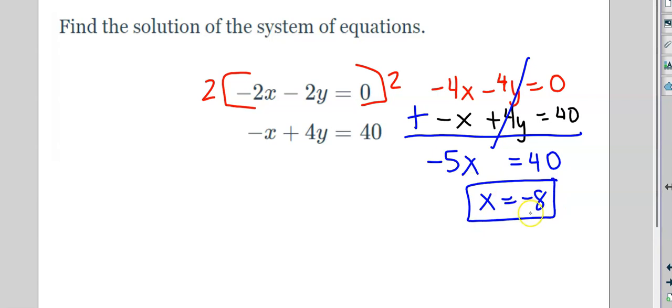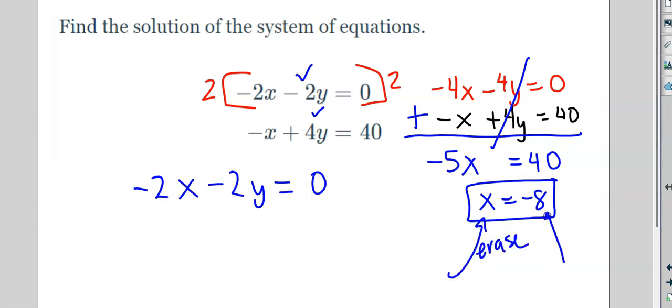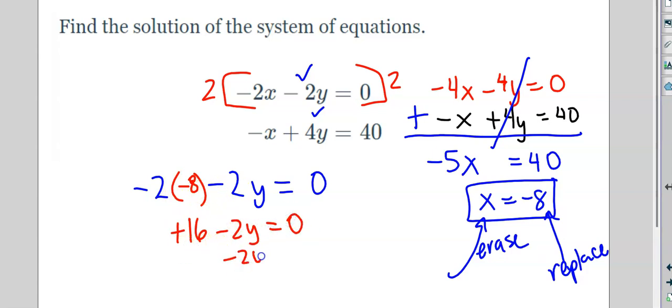This is half of my answer. A solution to a system has 2 answers because there are 2 unknowns. So you can use either the first or the second sentence. I'm going to use the first sentence. So negative 2x minus 2y equals 0. I need to erase and replace. Anytime I see a letter x in this sentence, I erase it and replace it with whatever value is over here. So now I have negative 2 times negative 8, which is positive 16. Everybody else stays the same. Subtract 16 from both sides. Divide both sides by negative 2.